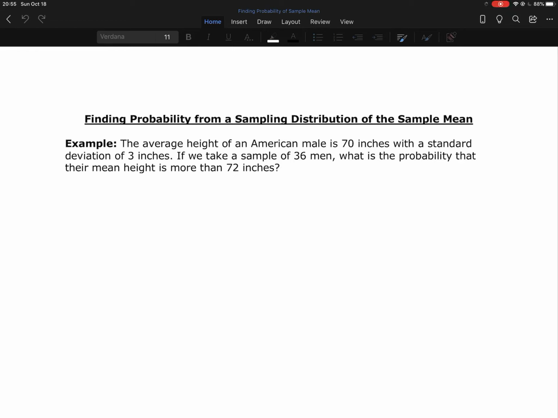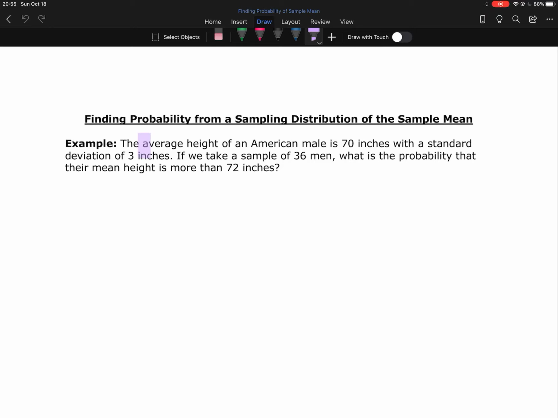All right, now that we've seen the important features of a sampling distribution, let's jump into an example. The average height of an American male is 70 inches with a standard deviation of 3 inches. If we take a sample of 36 men, what is the probability that their mean height is more than 72 inches? What I'm going to do with this problem is start by underlining any piece of helpful information, or highlighting.